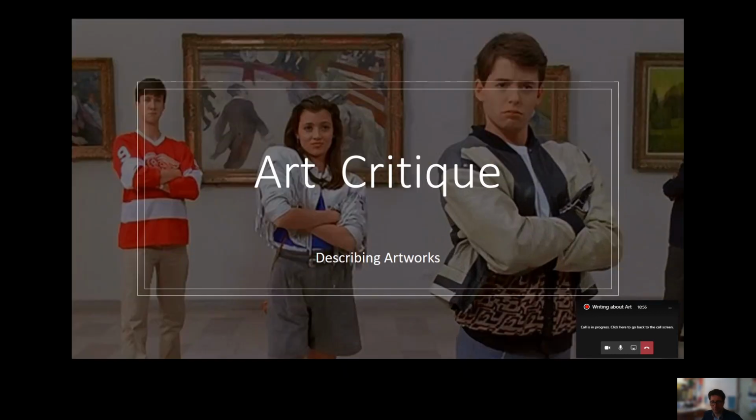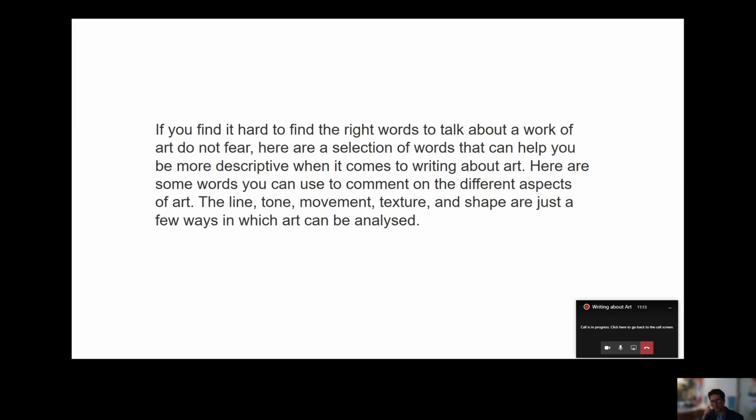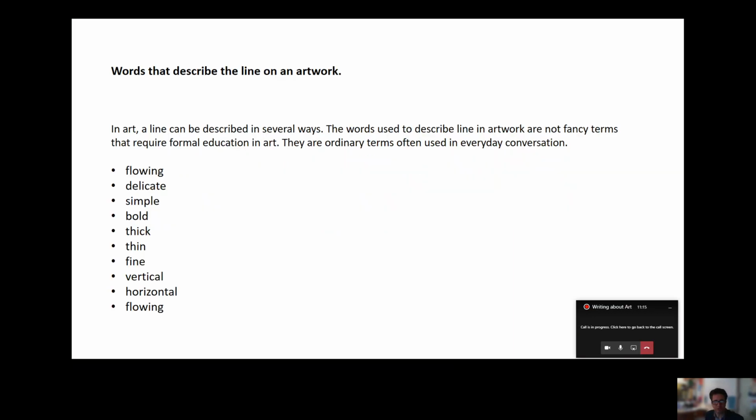Okay, so art critique. We often think of critique as being about saying bad things about a piece of work. You're being critical. But if you think about a film critic, they don't just say films are bad, they also say films are excellent, but they're still criticizing a film or critiquing a film. So let's look for how we can do this. What words can we use?